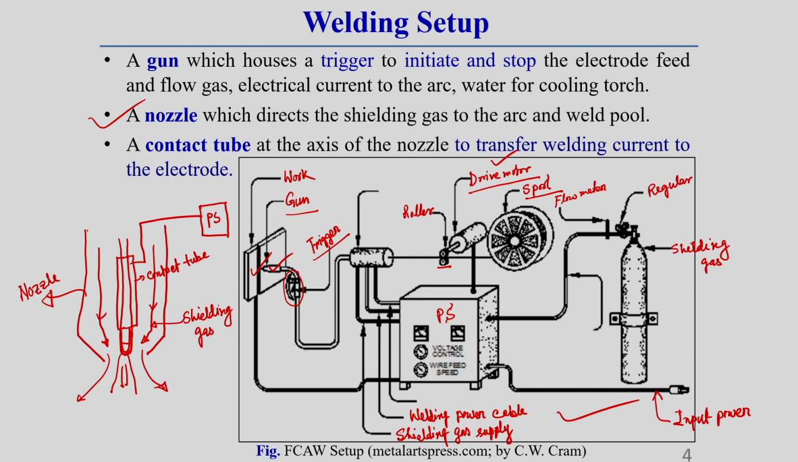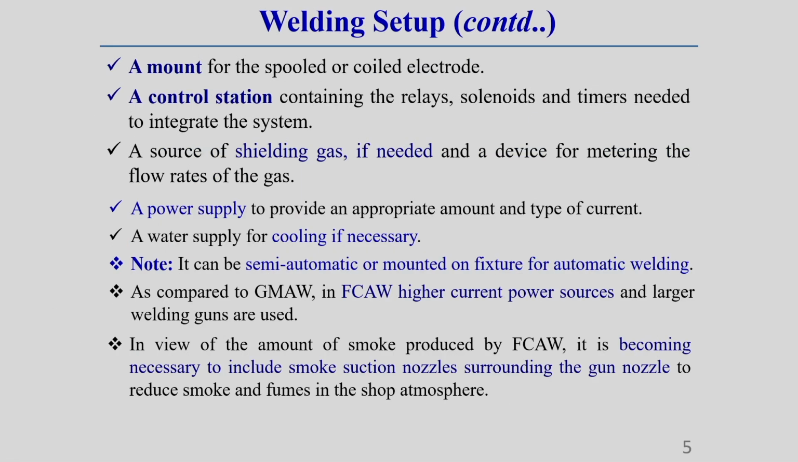This is the detailed setup of a flux core arc welding process. These things are written here. So, here is a mount which is used to spool or coil the electrode. There is a controller, this control station generally containing relays, solenoids, and timers which are needed to integrate the system. It also has a shielding gas system, which is used if required, sometimes it is not required.